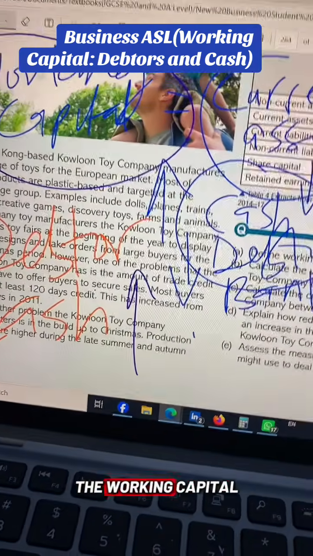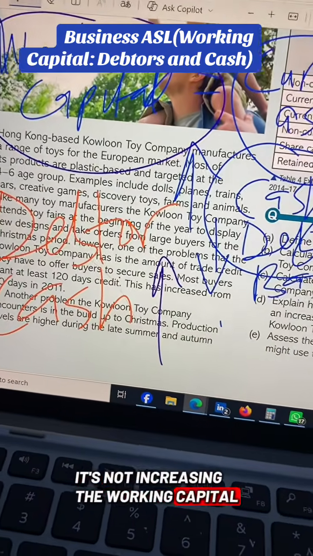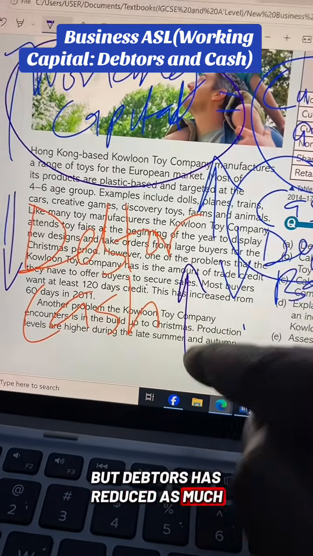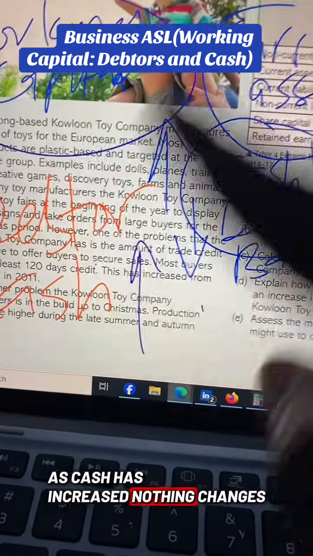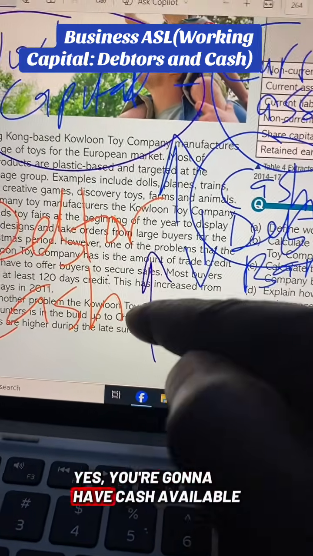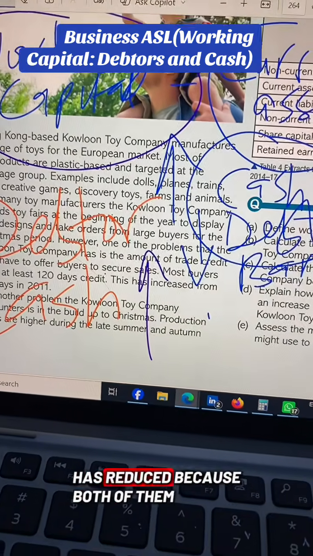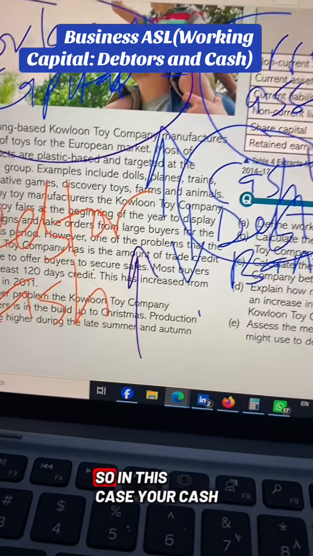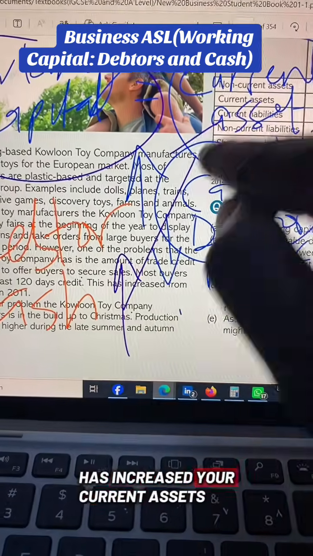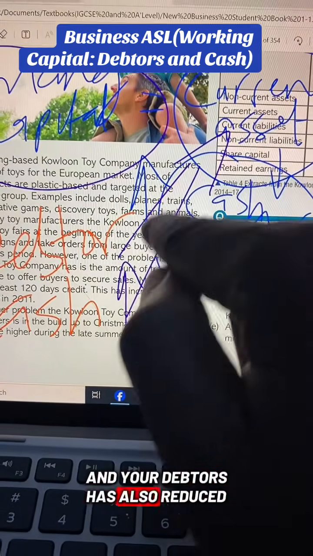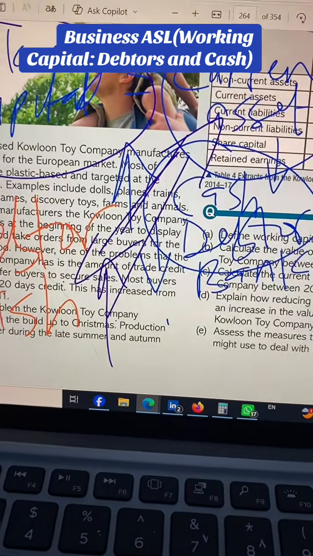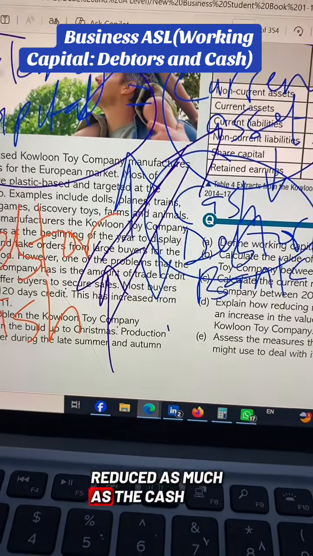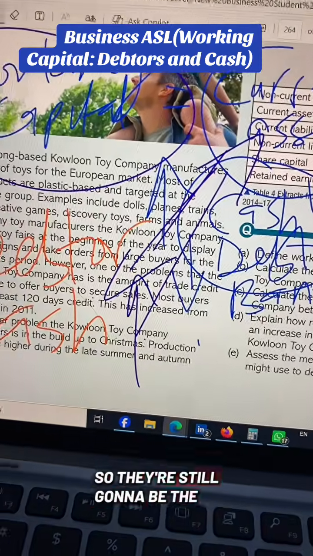And why is it not increasing the working capital? It's not increasing because, yes, we have more cash, but debtors have reduced as much as cash has increased. Nothing changes. Yes, you are going to have cash available, but your debtors have reduced, because both of them are current assets. So the debtor has reduced as much as the cash has increased, and they're still going to be the same.